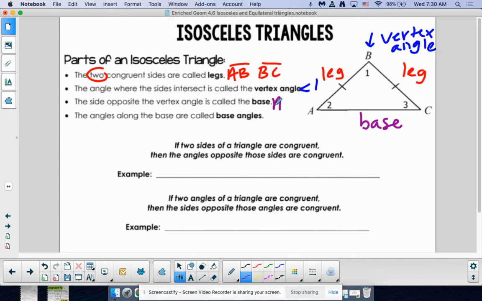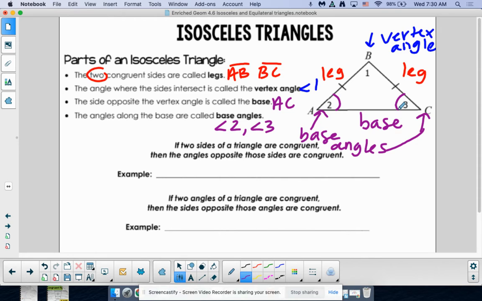That's AC. And then the two angles that are along the base are called the base angles. So that'd be like angle A and angle C. Those are base angles. Angle 2 and angle 3 are your base angles, and they're the same measure. They are congruent. Maybe you want to put little arch marks. So in a nutshell, that's the anatomy of an isosceles triangle.